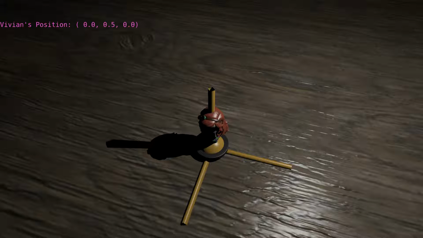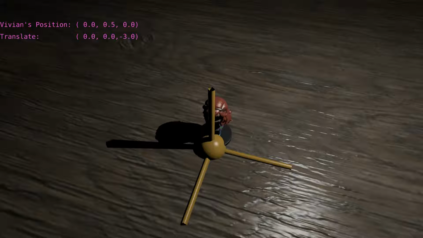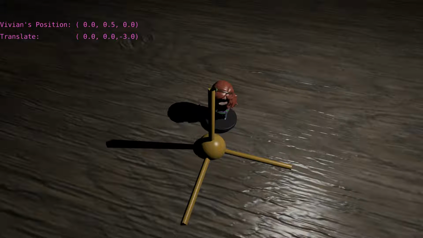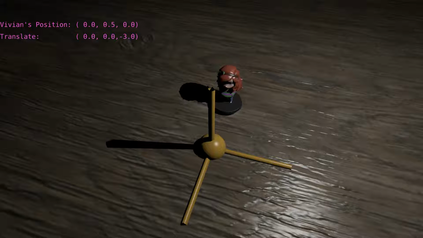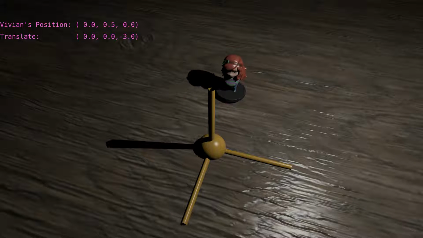Here's a figurine of Vivian. Her center of mass is at 0 units horizontally, 0.5 units vertically, and 0 units in depth. Let's move her 3 units back, that is alongside the z-axis, to the point 0, 0.5, -3. Let's define that as our starting position for the purpose of our operations.